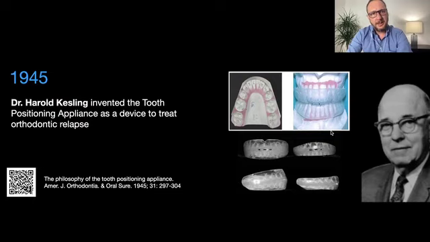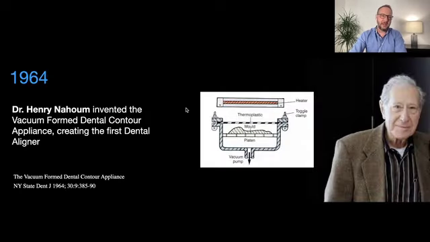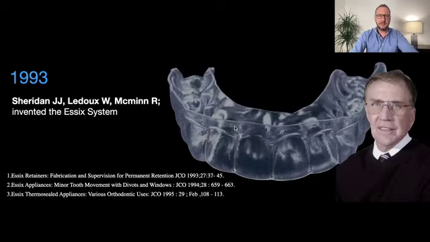In 1944, Harold Kesling was the first one to create a removable system, where he could do setups and change the position of teeth with this plastic appliance. So the patient uses it and the teeth start moving. This is considered the first aligner. Then Henry Nahoum invented a vacuum former machine to create a better material, not the old one from 1945, which was very big, but now a thinner plastic.